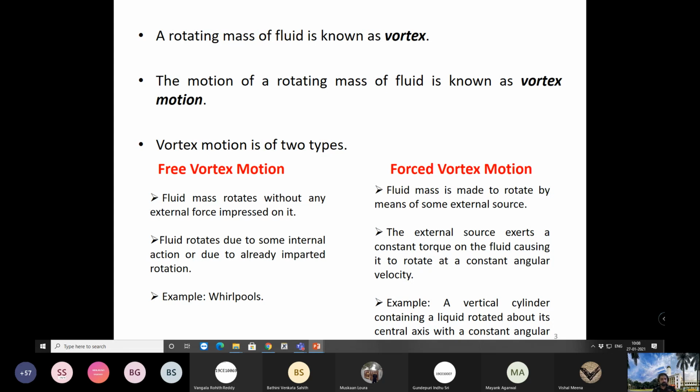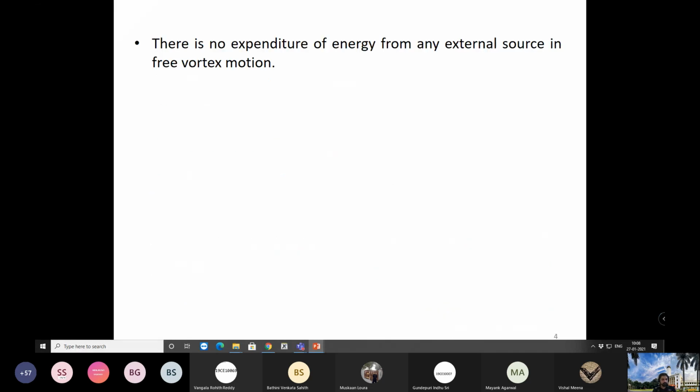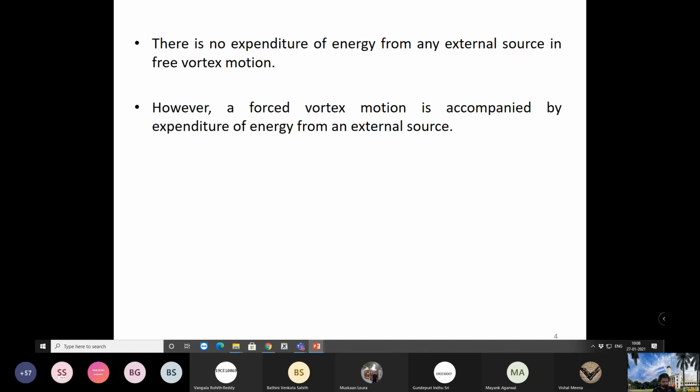All right. So two types of vortex motion. One is free, the other is forced. In free, there is no external force impressed on it. In forced, there is motion due to an external force. One of the examples of the forced is the vertical cylinder which contains a liquid and is rotated. That you will see in the experiment also this week. Now, there is no expenditure of energy from any external source in free vortex motion, as the name indicates. However, a forced vortex motion is accompanied by expenditure of energy from an external source.